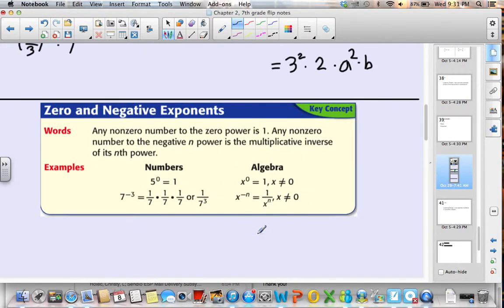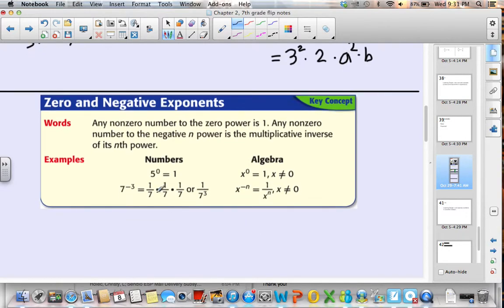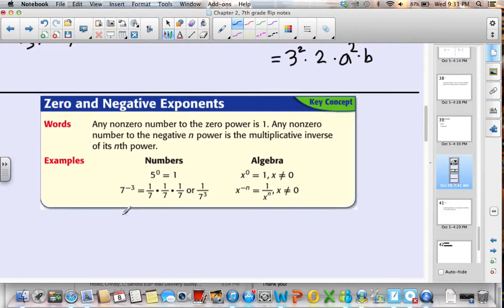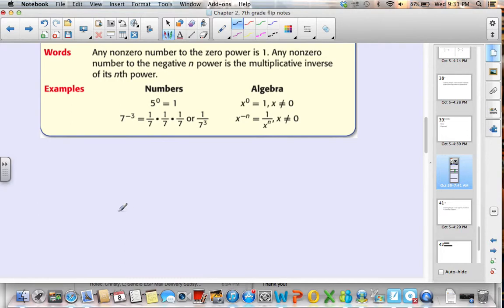Okay, so this is talking about 0 and negative exponents. So any number to the power of 0 equals 1, as long as the number does not equal 0. So 0 to the 0 power would not be 1, it would be 0. But anything else to the 0 power is 1. So even if it's negative, negative 7 to the 0 is 1.